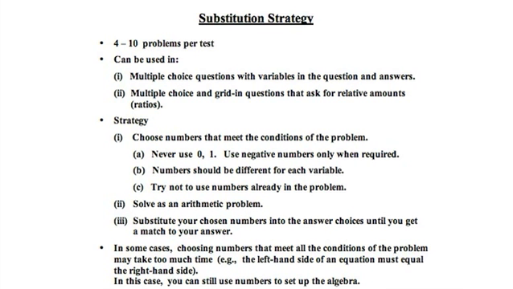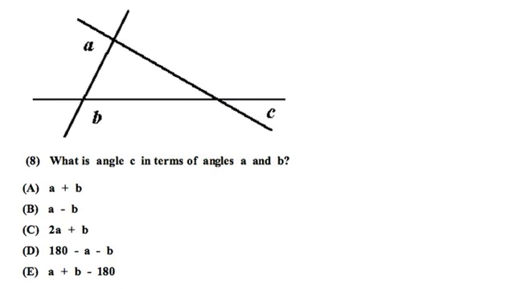Let's take a look at an example problem. If you want to try this on your own, you can pause the screen now. What is angle C in terms of angles A and B? In terms of problems can be turned into arithmetic problems. You cross this out and choose numbers for these variables, and then it becomes an arithmetic question. What is angle C based upon those numbers?